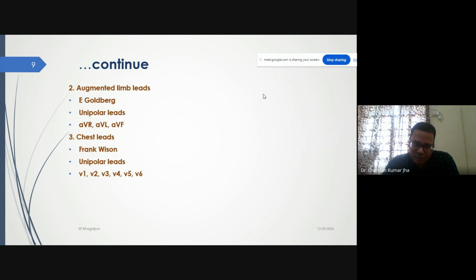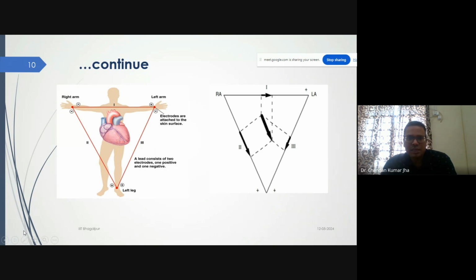After that, 2 unipolar lead sets were developed: the chest leads developed by Frank Wilson, and the augmented limb leads developed by E. Goldberger. And the chest lead has different configurations: V1, V2, V3, V4, V5, V6. So here are the complete 12 leads: lead 1, lead 2, lead 3, AVR, AVL, AVF, and after that V1 to V6, which are the chest leads. Now you can see the different configurations of different leads.